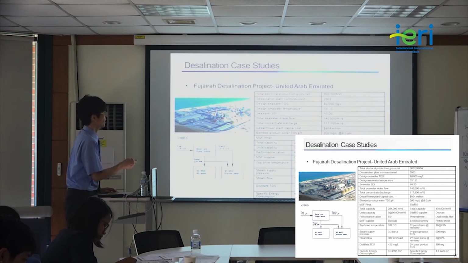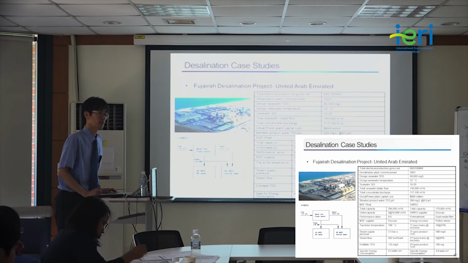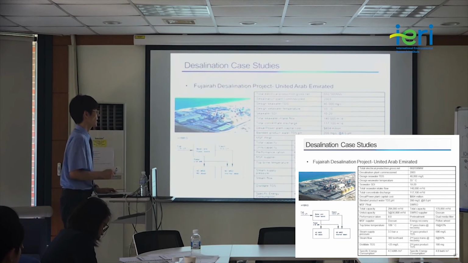So the thermal desalination capacity is 248 cubic meters per day, with an operating temperature of 109 Celsius degrees.